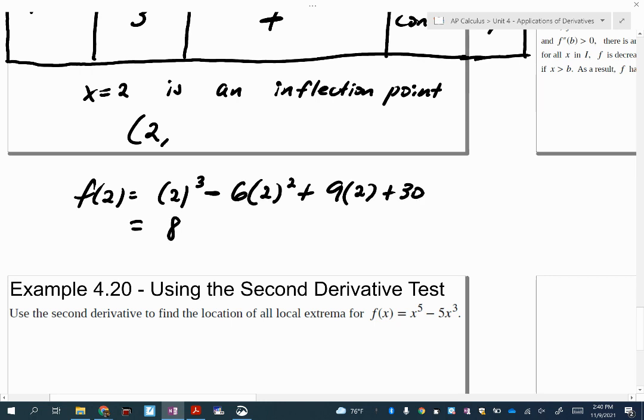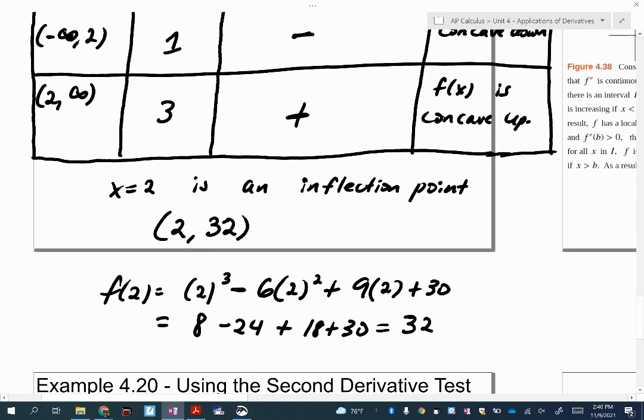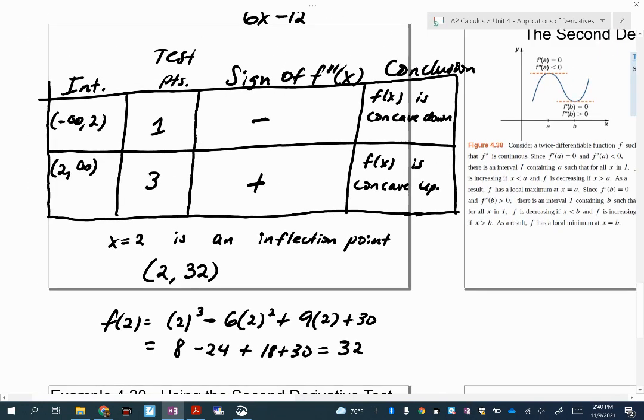So that's going to be 8. 2 squared is 4. Minus 6 times 4 is 24. Plus 18 plus 30. So that's going to be negative 16 plus 18 is 2. 2 plus 30 is 32. Don't really need to know that. You're going to see it on the graph. But I just want to show you that that's what an inflection point is.